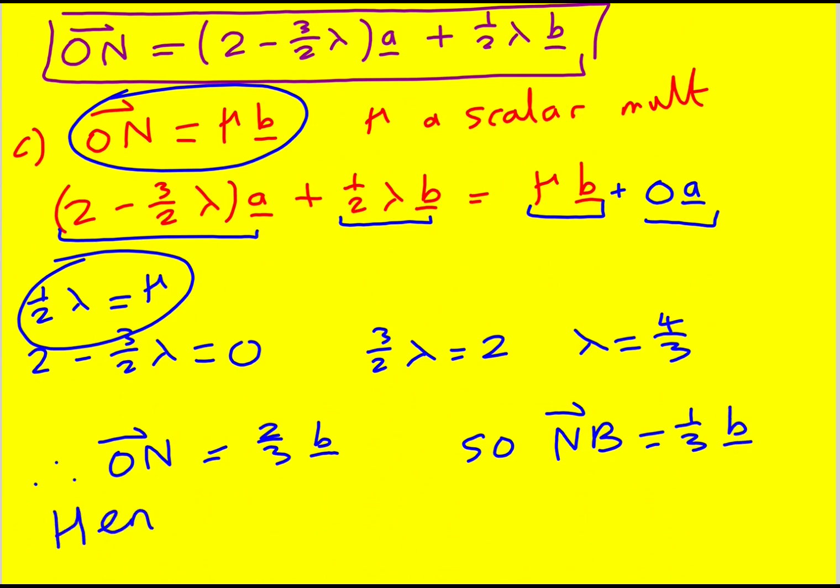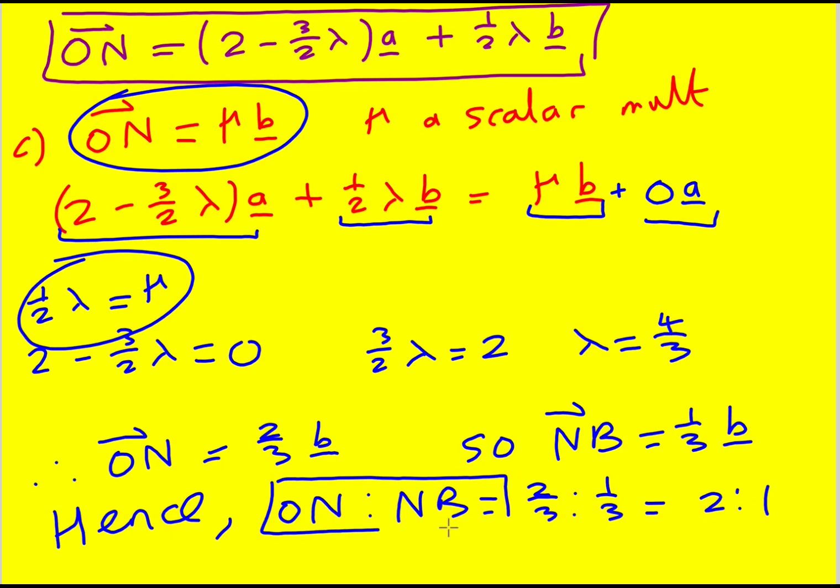And hence, ON to NB is going to be 2/3 to 1/3, which we can simplify to 2 to 1 as required.